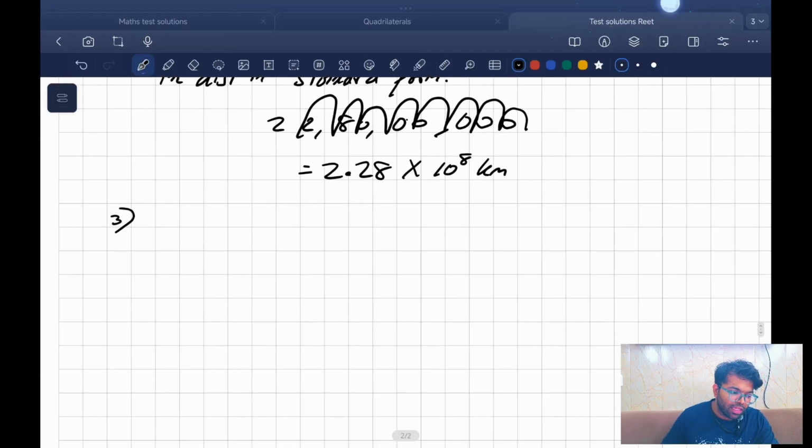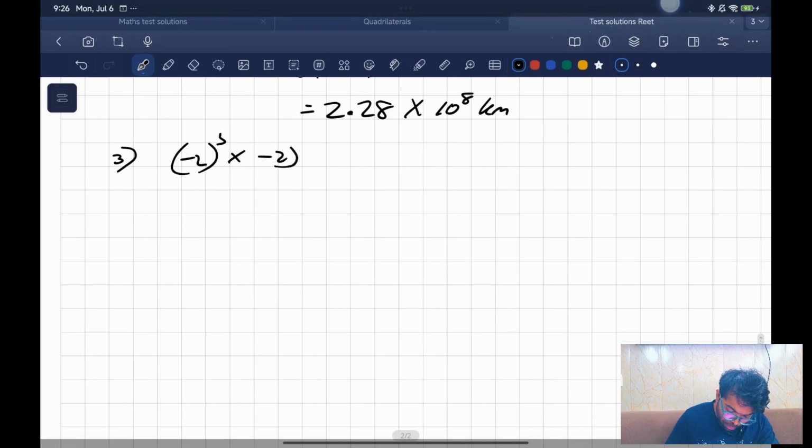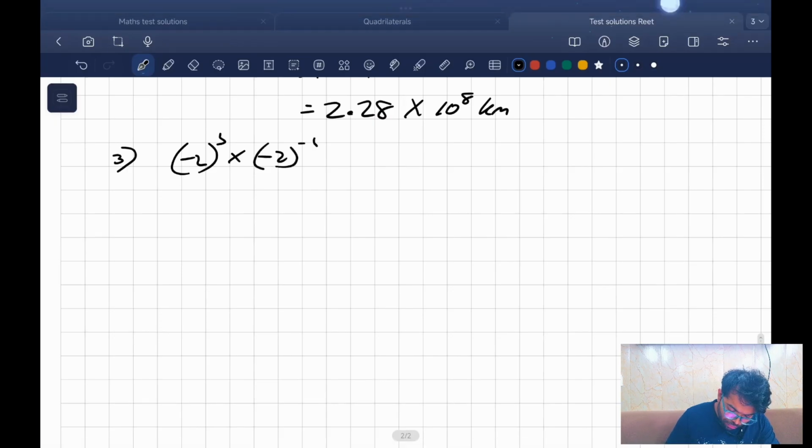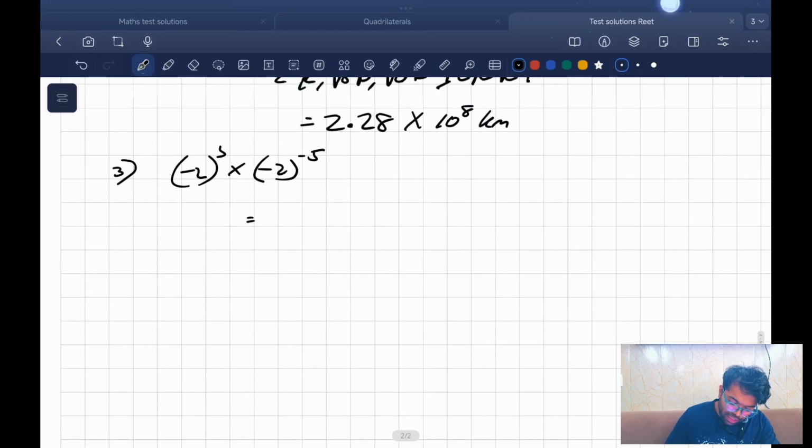Next question. Find the value of minus 2 the whole cubed multiplied by minus 2 the whole to the power of minus 5. Open your test so that you can see where you made the mistake. So minus 2 the whole cube becomes what? Just leave it like that for a second.